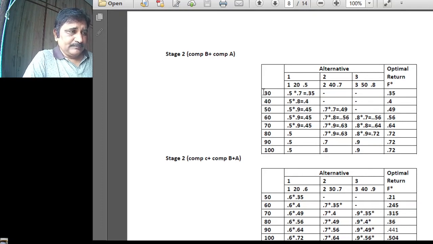Okay, so if you think you have 30 rupees, the reliability with just two components you can get is 0.35. If you have 40 rupees, with just two components you can get 0.4, then 0.49, then 0.56. I am taking the highest value in each of the state rows. 0.64, 0.72, 0.72, 0.72. I once again request you to consider here 0.7 into 0.9, 0.7 into 0.9, here 0.8 into 0.9, 0.8 into 0.9, and so on. All right.